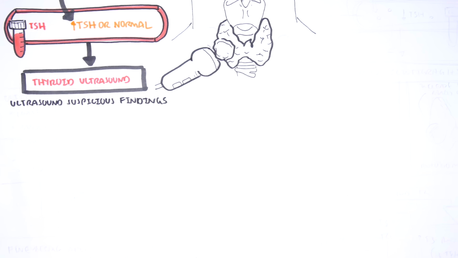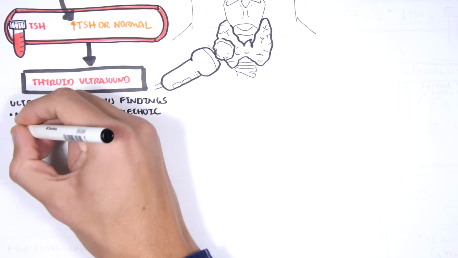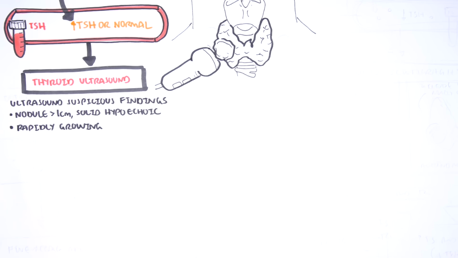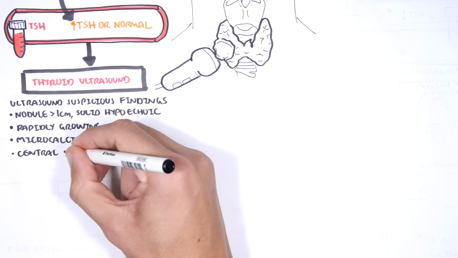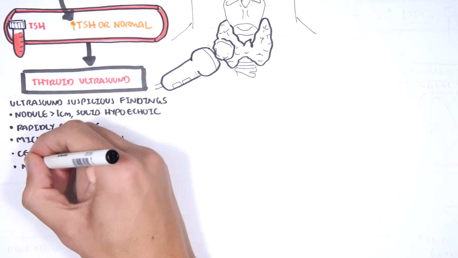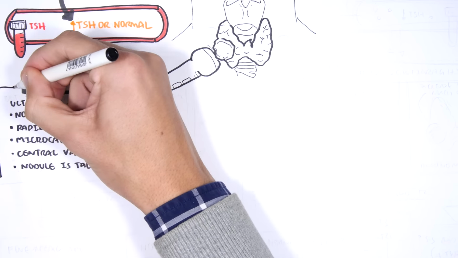Suspicious ultrasound findings include a nodule greater than 1 centimeter, solid and hypoechoic, a nodule that is large or rapidly growing, a nodule with microcalcification, a nodule with central vascularity, and a nodule that is taller than it is wider.